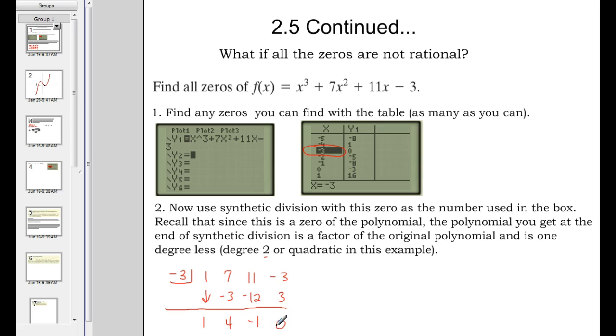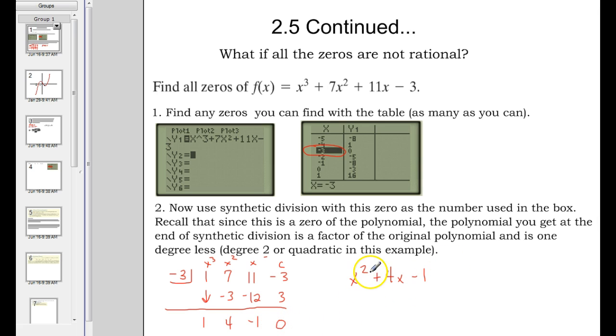Remember, that's expected. If negative 3 is a 0, then whatever we get when we plug that in should be the remainder. Okay. So remember, this was x cubed, x squared, x and the constant. So now this is 1x squared, just x squared, plus 4x minus 1. Alright, that's a remainder of 0, which again we don't have to put.